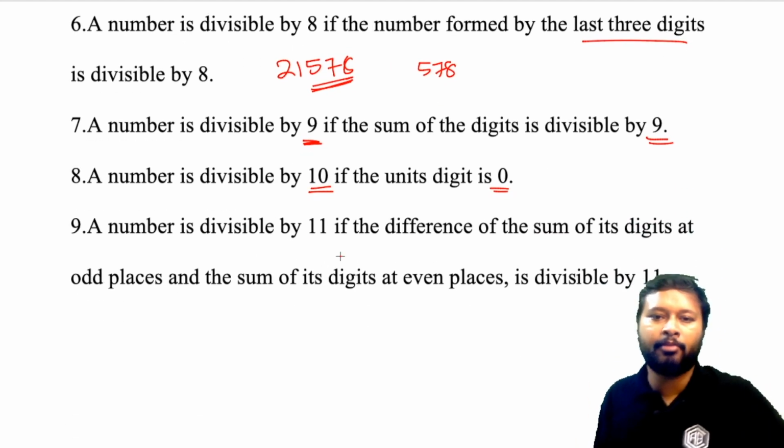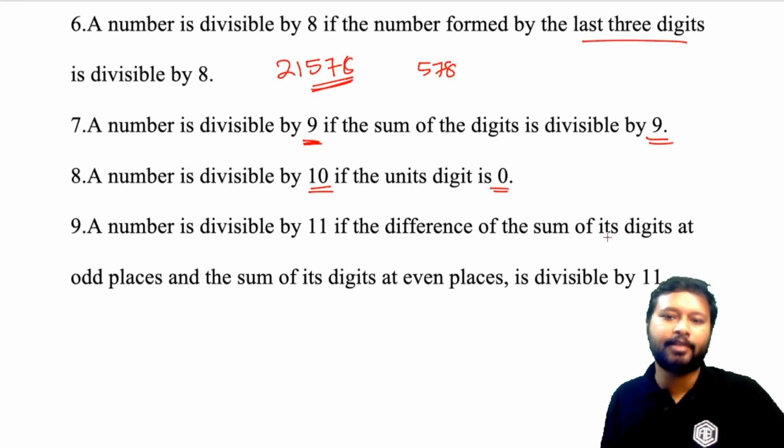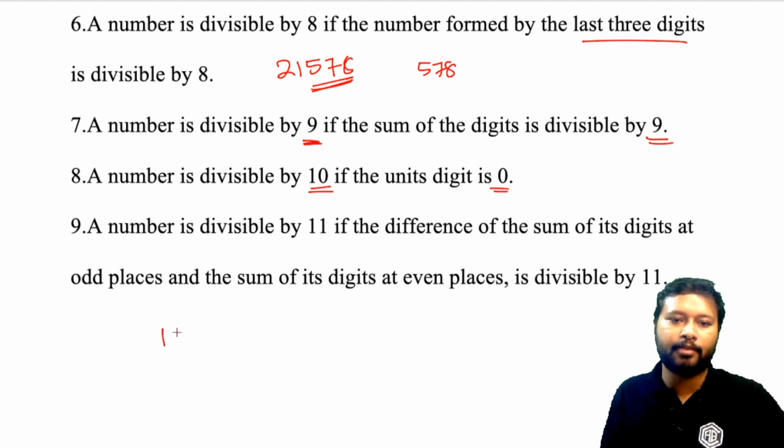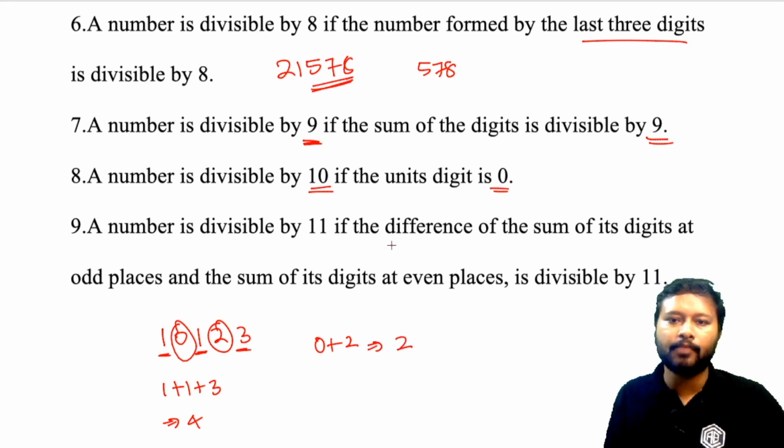Next, if the number is divisible by 11 or not. So if the difference of the sum of its digits at odd places and the sum of its digits at even places is divisible by 11. So let's have this number 10123. Let's see whether this number is divisible by 11 or not. So first of all, see the numbers at the odd places, add them up. So 1 plus 1 plus 3, and see the numbers at even places, so 0 plus 2. So here you will get 5, here you will get 2. So take the difference of both of them. So 5 minus 2 will give us 3. So is 3 divisible by 11?